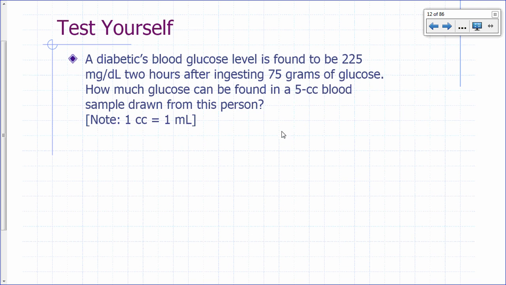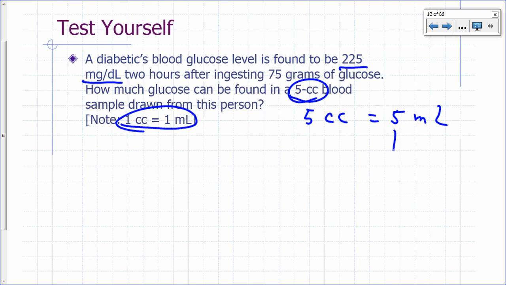So here's a sample problem. Let's say a diabetic's blood glucose level is found to be 225 milligrams per deciliter 2 hours after ingesting 75 grams of glucose. How much glucose can be found in a 5 cc blood sample drawn from this person? 5 cc means 5 milliliters because a cc is a milliliter, so that's equivalent to 5 milliliters. We're just going to treat that number as exact, okay?